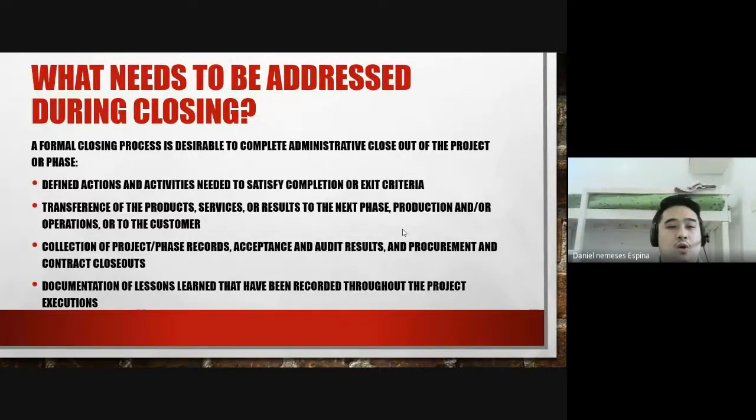So first, if you think you are done, you need to review. You need to define actions and activities needed to satisfy completion or exit criteria. What are the closing activities that need to be done? Transference of the products, services, or results to the next phase, production or operations, or to the customer. So if you are developing a product, how are you going to transfer that to your customer?